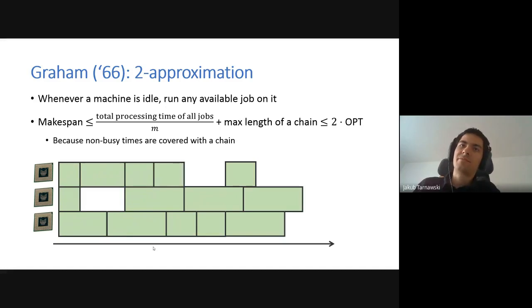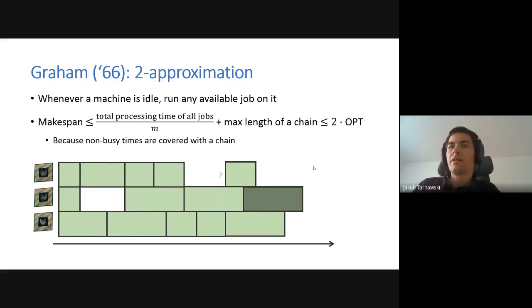Okay, so why is this? This is basically because all the non-busy times in a schedule are covered with a chain. So let me show you. Let's look at the last time that's non-busy. Okay, so the last non-busy time is this question mark. So the question mark means, okay, why am I not processing some job? Well, because there is no job to process. Basically, I'm waiting for this job to finish, and then I will be done.